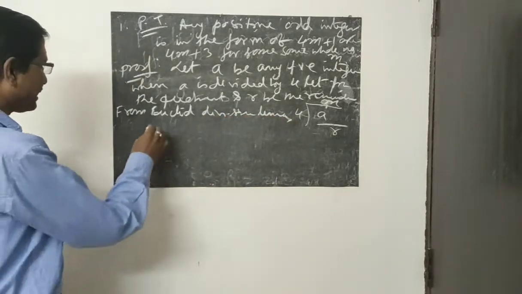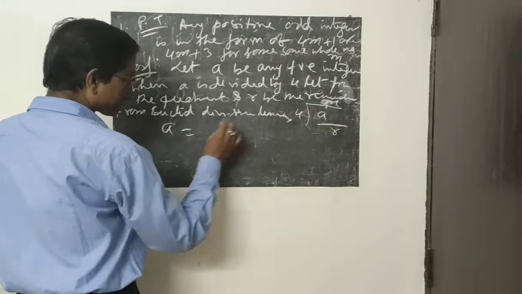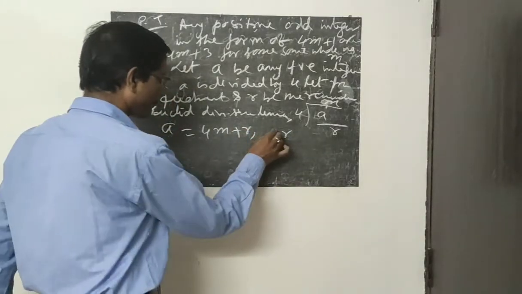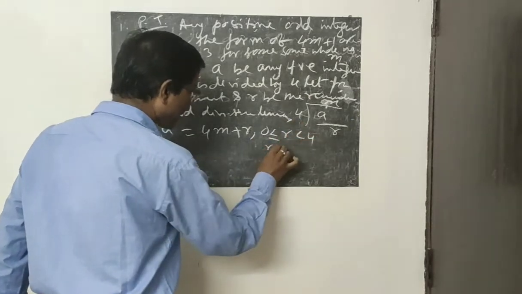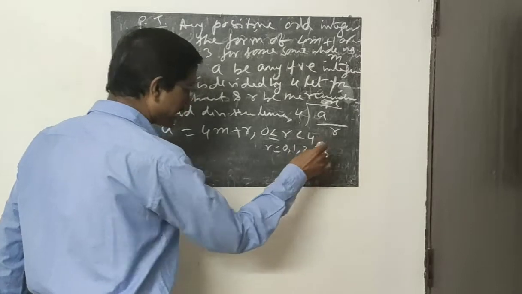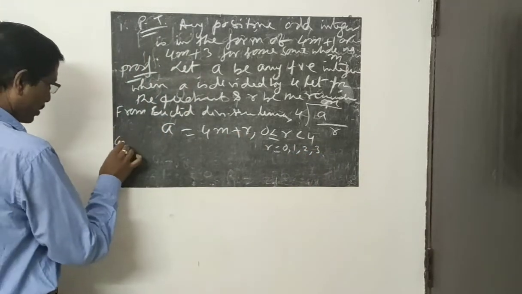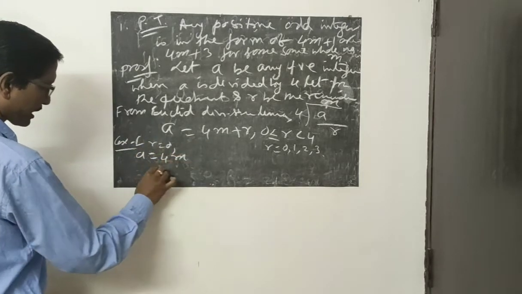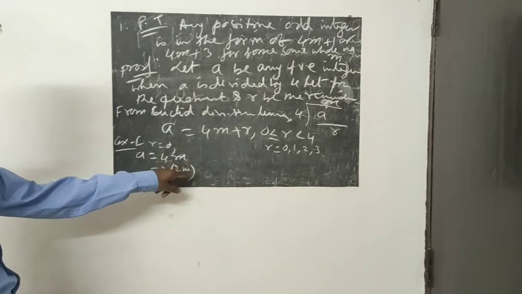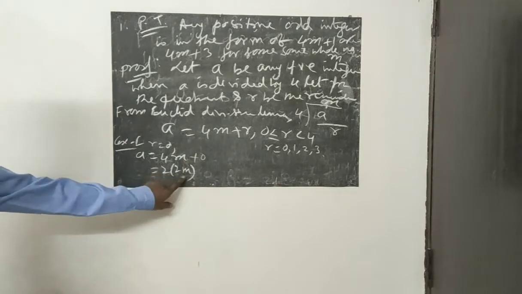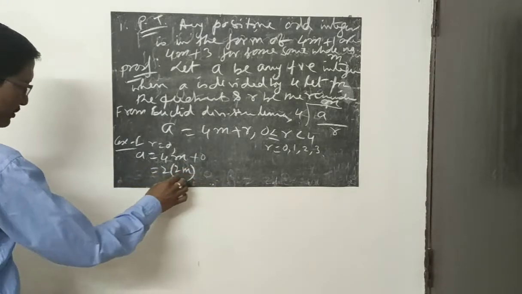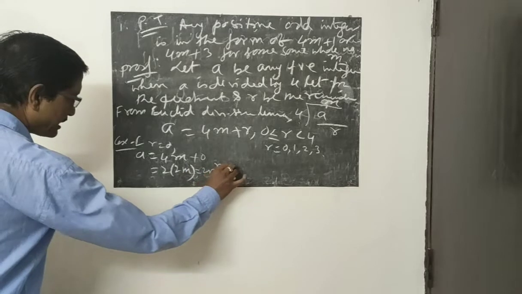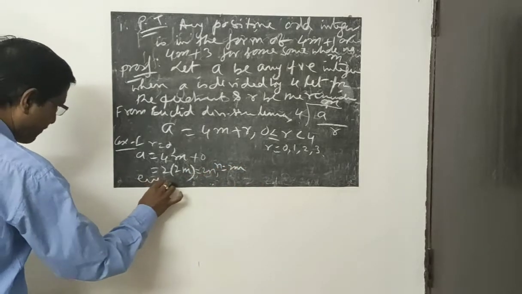we can say A equals BQ plus R, so A equals 4m plus R, where R should be greater than or equal to 0 and less than 4. That means R equals 0, 1, 2, 3. Case-wise, if R equals 0, then A equals 4m, that is 2 into 2m plus 0, remainder 0. That means it is in the form of 2n, where n equals 2m, an integer, so you can say that is an even number.